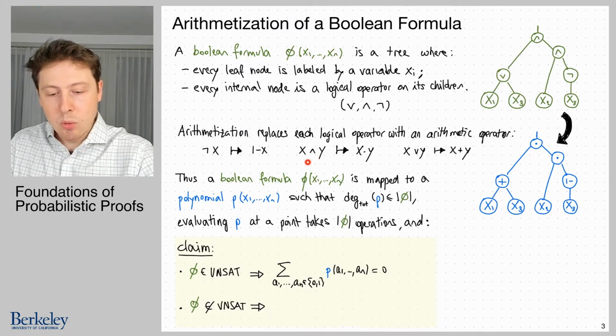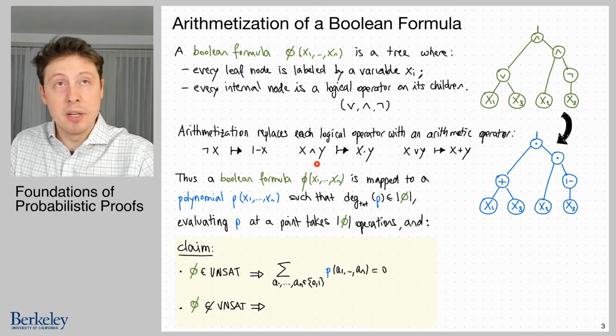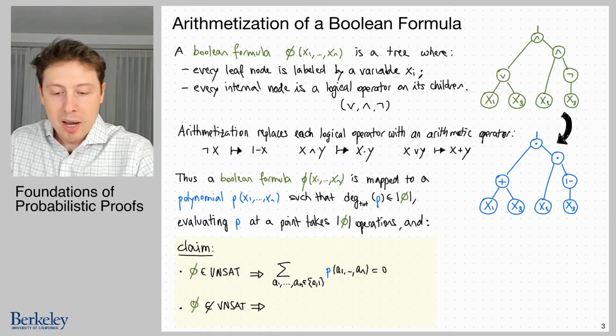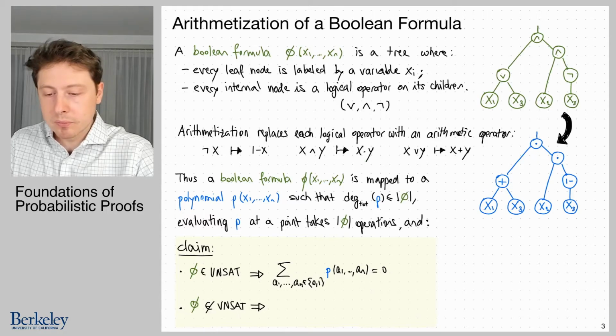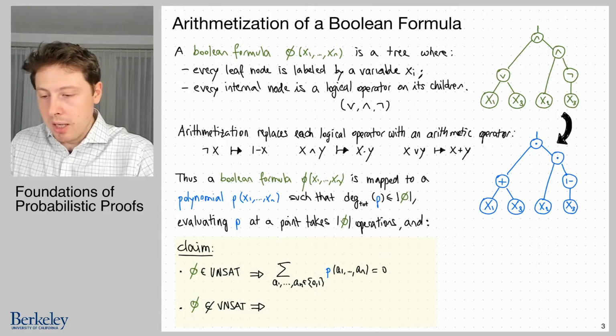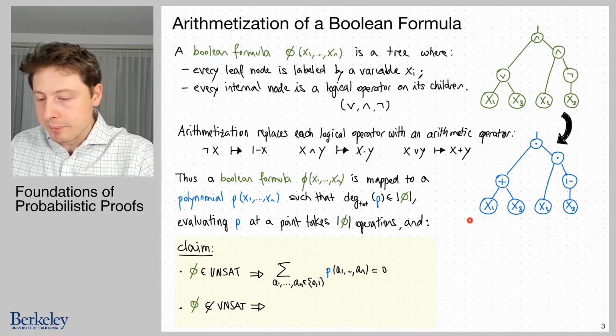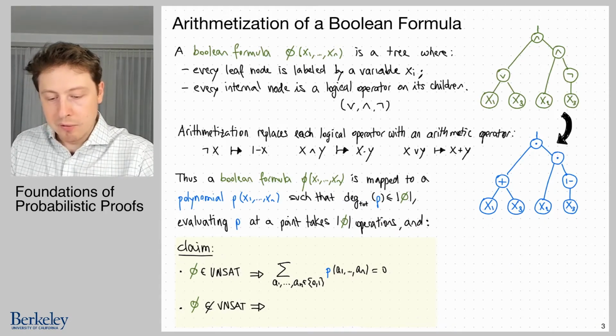If x AND y is 0, it means one of the two is 0, maybe both, but either way, x times y is going to be 0. If x OR y is 0, it means both of them are 0, and so again x plus y is 0. So even though we may be, for now, working over the integers, a polynomial over the integers, just evaluating the polynomial at any Boolean input, if that input made the formula false, then the polynomial will output 0. In particular, so is the sum.